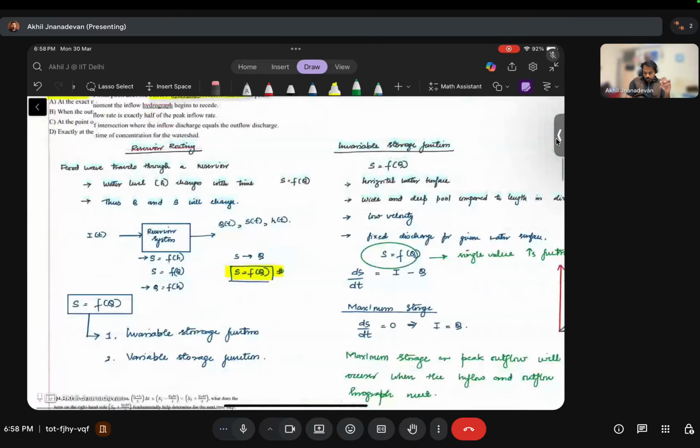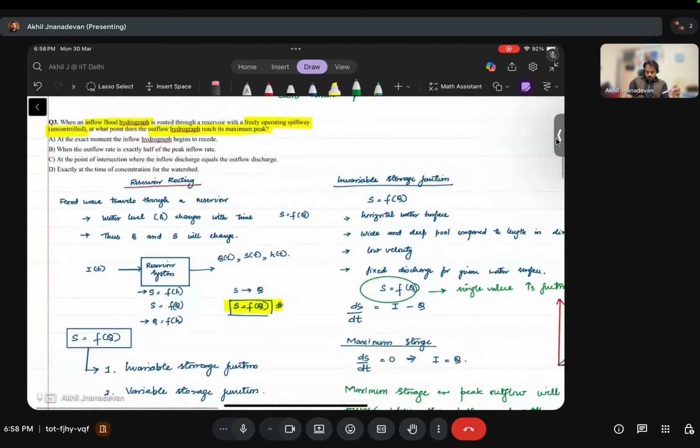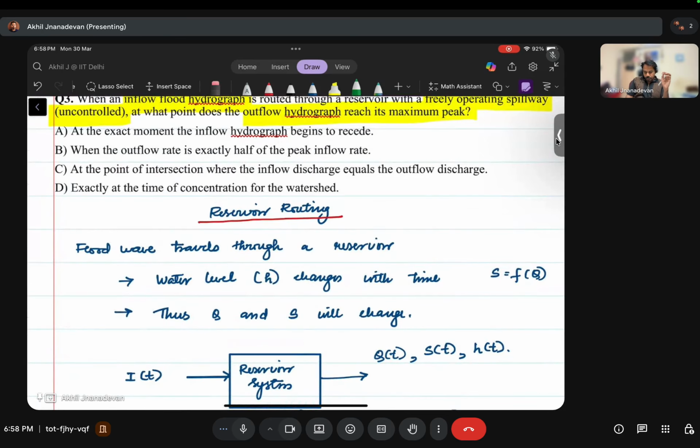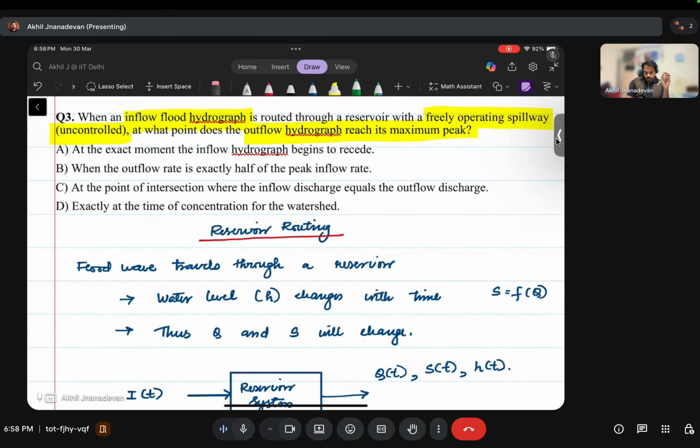Here, when it is an uncontrolled structure, it is similar to an invariable storage function. So in such cases, the outflow hydrograph will reach its maximum. We know the answer: the outflow hydrograph will be maximum at the point when the storage is maximum, or at the point where the inflow hydrograph intersects with the outflow hydrograph, right?